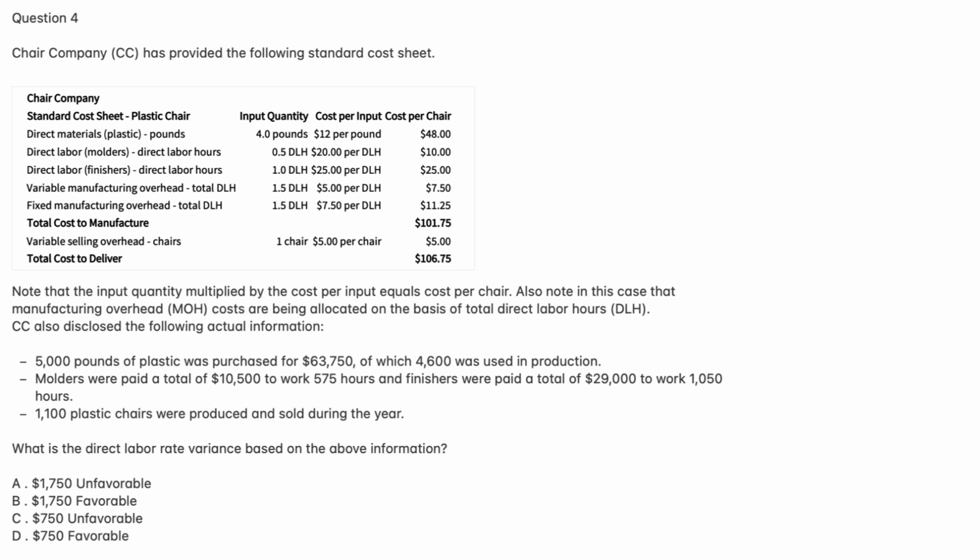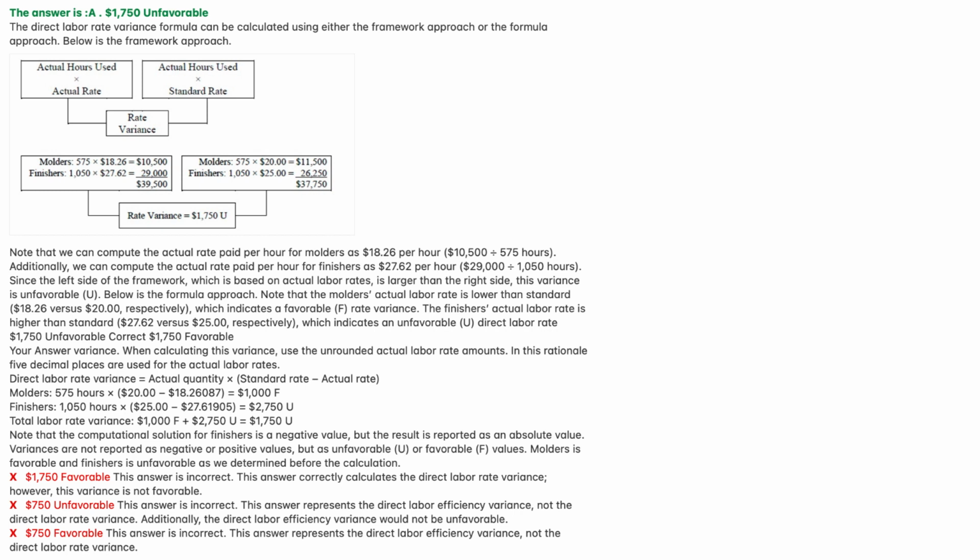A. $1,750 unfavorable. B. $1,750 favorable. C. $750 unfavorable. D. $750 favorable. The answer is A. $1,750 unfavorable. The direct labor rate variance formula can be calculated using either the framework approach or the formula approach.